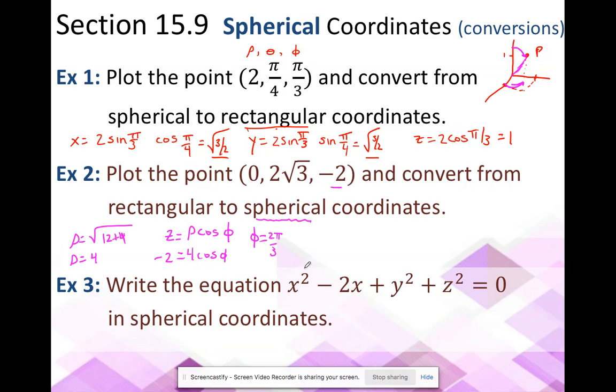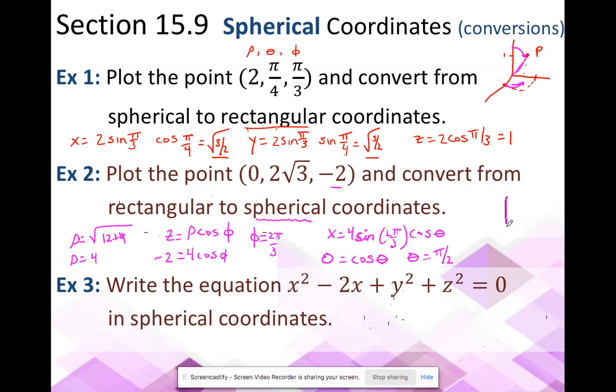Now let's go get, I can go get x or y from here, right? But I might as well, since x has a 0 in it. X is equal to rho sine phi cosine theta. Solve that for cosine theta. When you put 0 in for x, you're going to divide by 4 sine 2 pi over 3, but it's not going to matter because you have 0 in the numerator. So theta is equal to pi over 2.